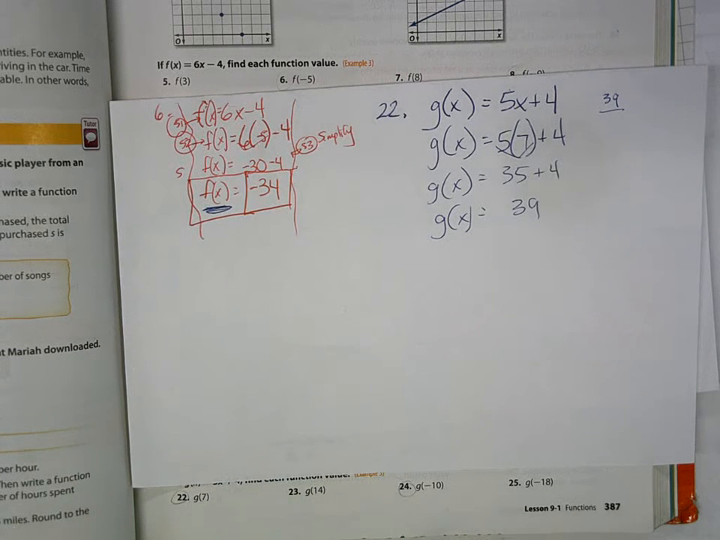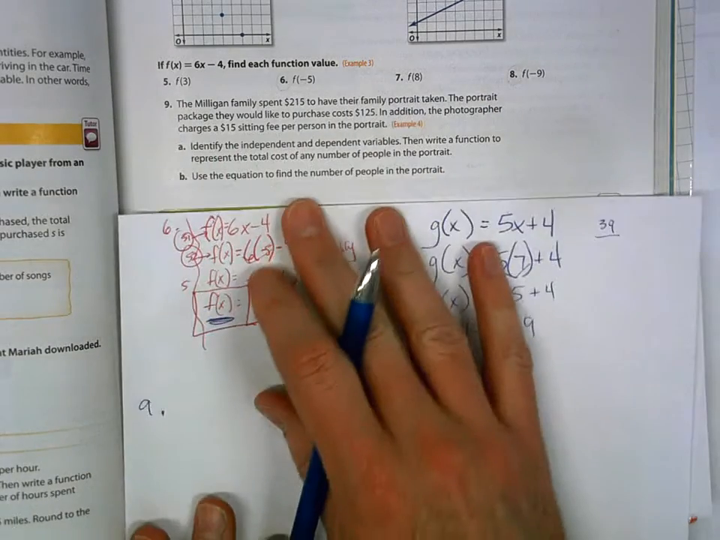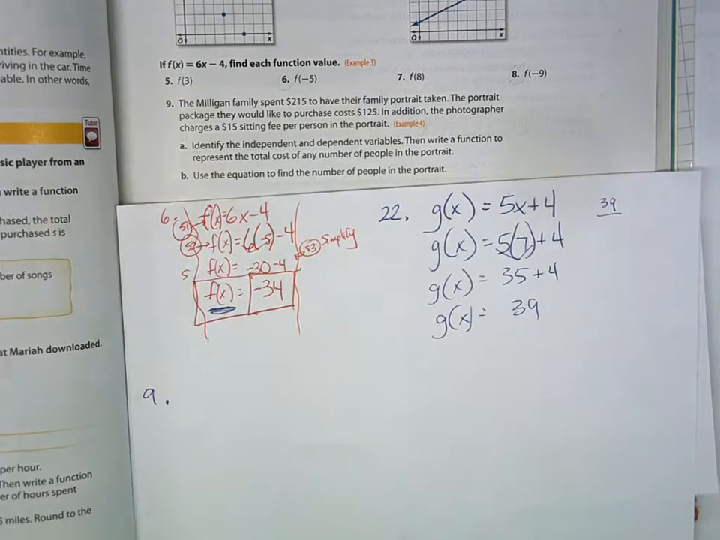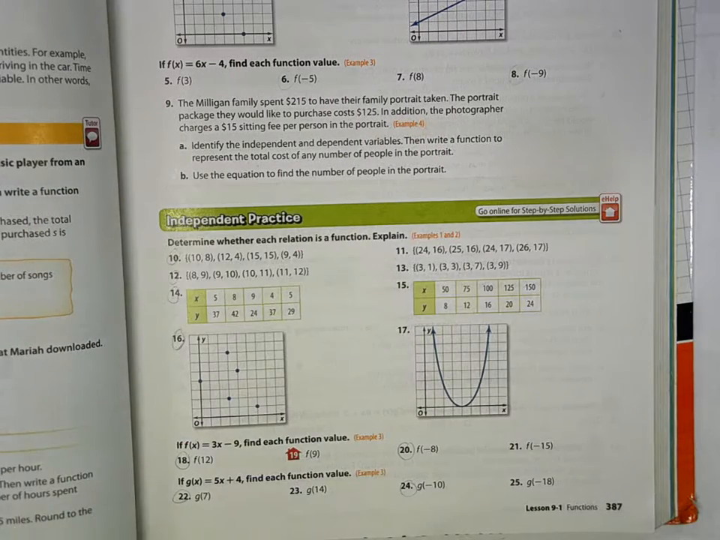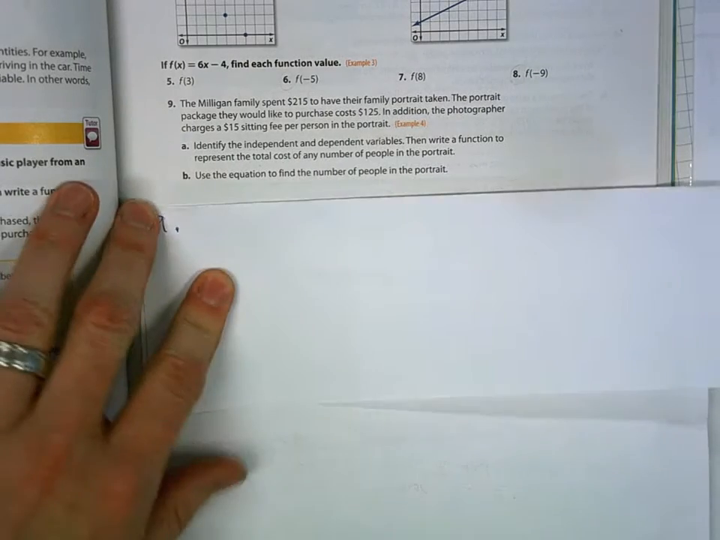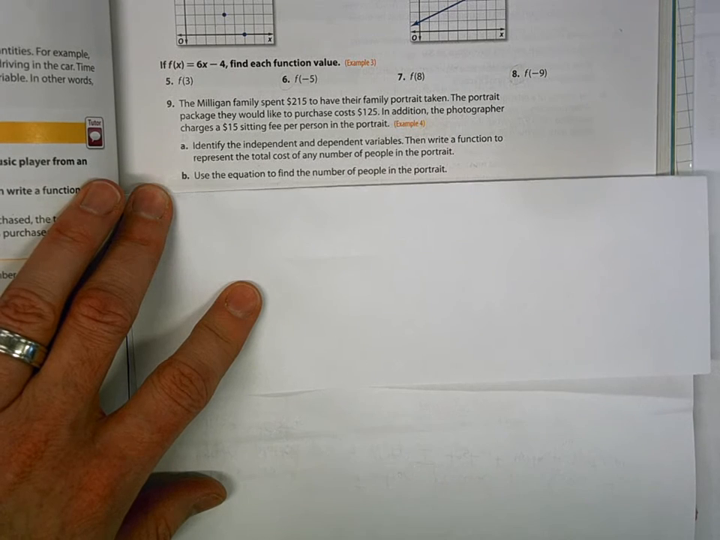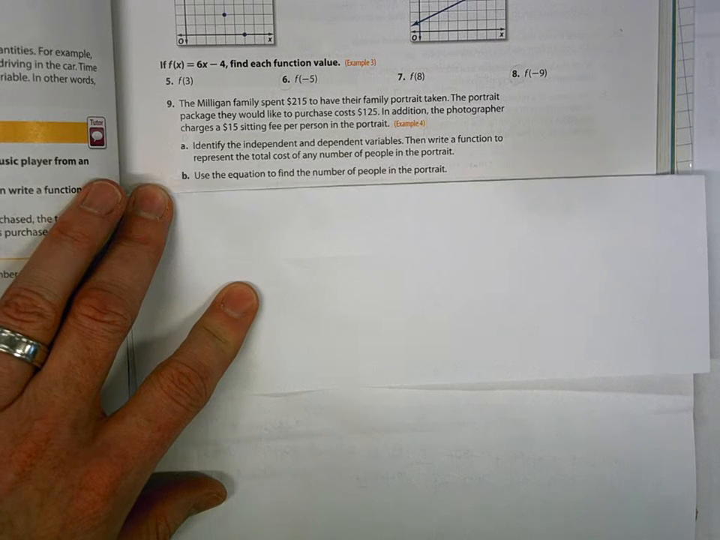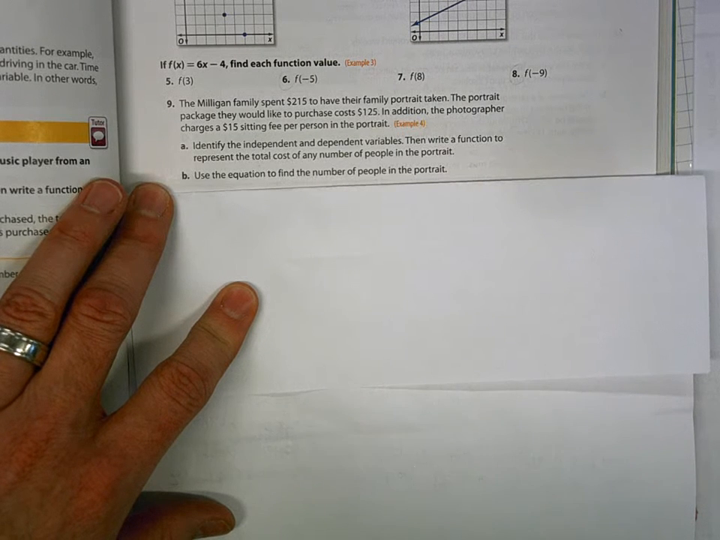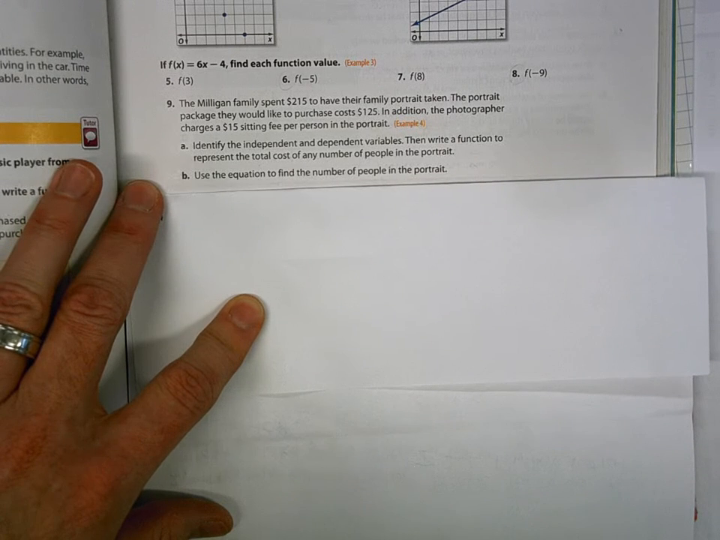Let's take a look at problem number 9. Let's go ahead and close read number 9. It says, the Milligan family spent $215 to have their portrait taken. The portrait package they would like to purchase costs $125. In addition, the photographer charges a $15 sitting fee per person in the portrait.